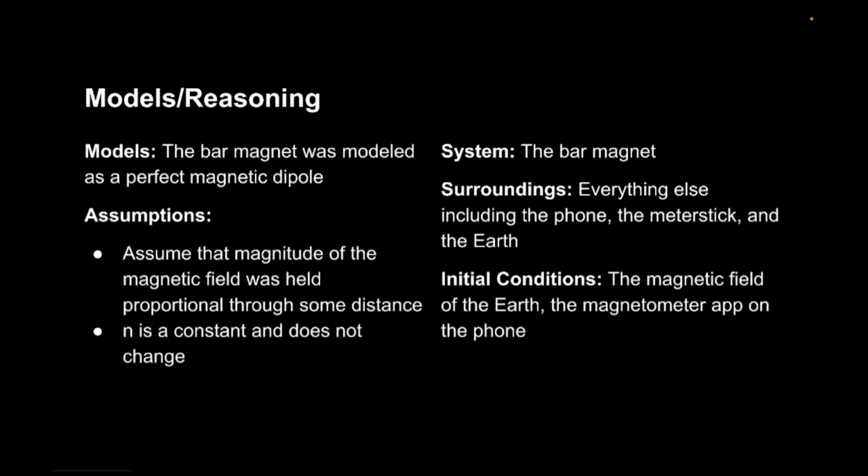The model we're using is that the bar magnet was modeled as a perfect magnetic dipole, and some assumptions we're making are that the magnitude of the magnetic field was held proportional through some distance, and that n is constant and does not change through the experiment. The system is the bar magnet, and the surroundings is everything else, including the phone, meter stick, and Earth. The initial conditions are the magnetic field of the Earth and the magnetometer app on the phone.